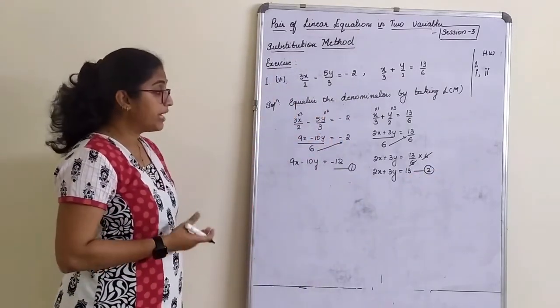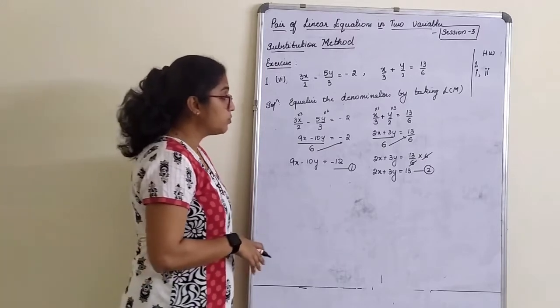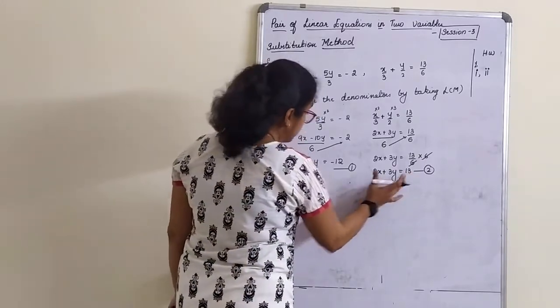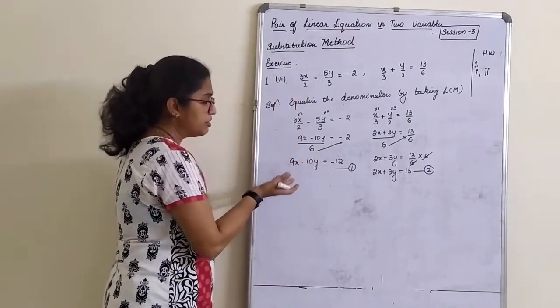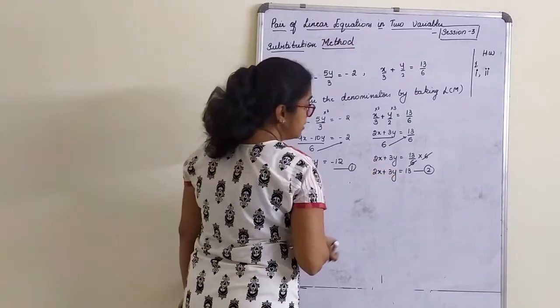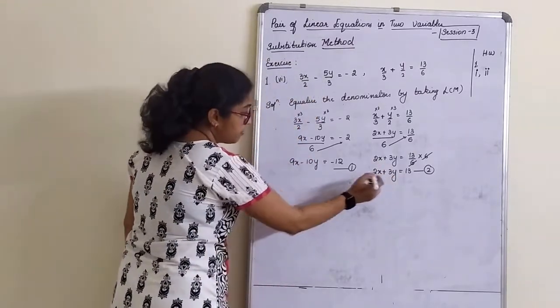So 2x plus 3y is equal to 13 is your second equation. Okay. So now we have to substitute this. What I will do here is use this equation to substitute rather than this, because it is quite simple for me to do it here. So let's use this.